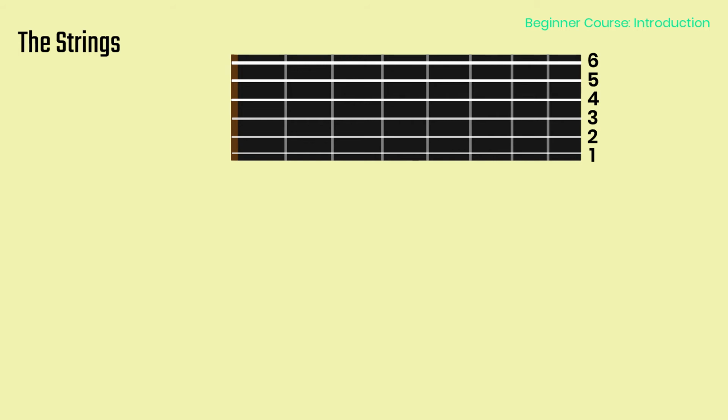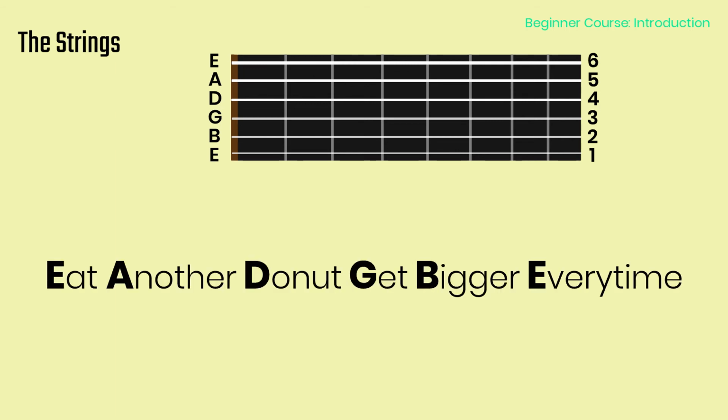So, starting from the top, the 6th string played open sounds the note E. The 5th is an A, the 4th string is a D, the 3rd is a G, the 2nd a B, and the 1st is also an E. But how are we supposed to memorize this? Well, there is a funny saying everyone uses to memorize the strings. Eat another donut, get bigger every time. E, A, D, G, B, E.